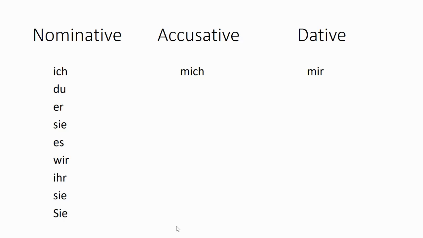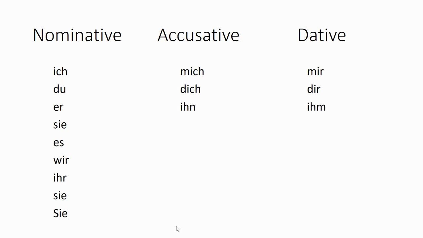So ich in the accusative becomes mich, and in the dative becomes mir. Du in the accusative becomes dich, and in the dative, dir. These look really similar, so they're a little bit easier to remember. We've also seen them before when we ask the question, wie geht es dir? Es geht mir gut. So we've actually seen them before.